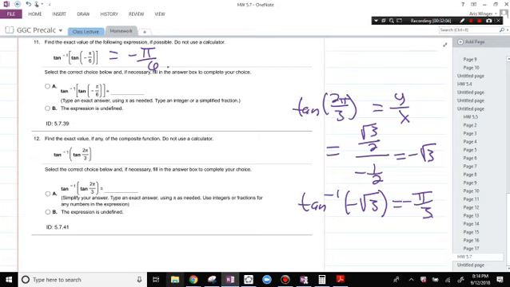Can we memorize those? Like, can you memorize that? The tangent of 2 pi over 3 is the square root of 3? Yeah, sure, you remember that.